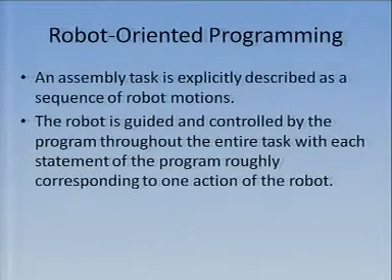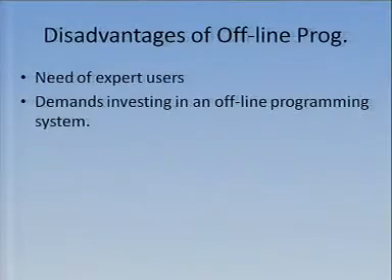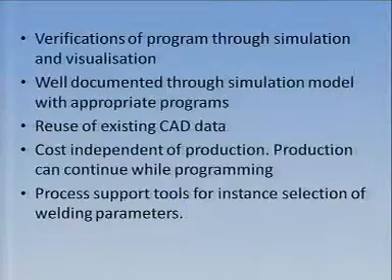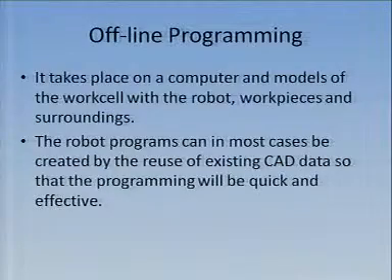So, the example, then the next one. So, in offline programming, one is doing the CAD modeling. Then what we call is robot oriented programming, right. So, an assembly task is described by a sequence of motions. So, instead of taking it from one point to another point, in this, advantages of offline programming, offline takes place.